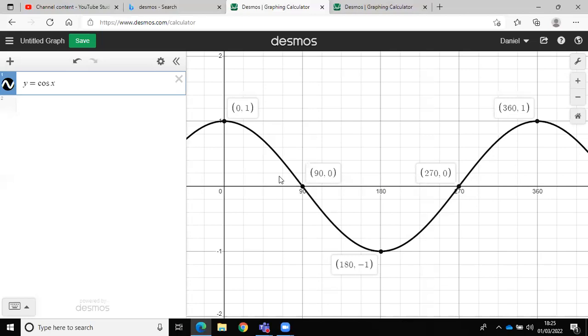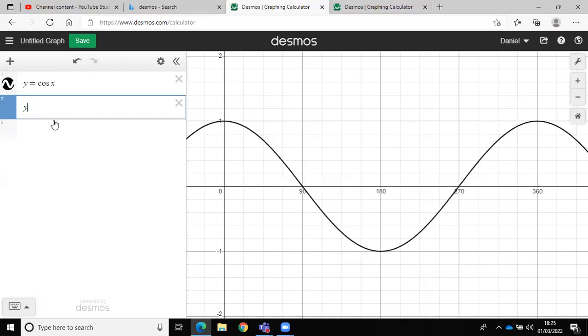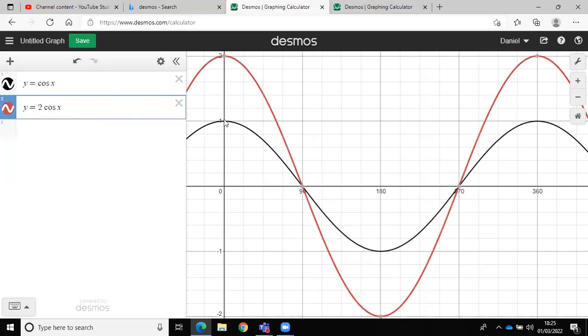The form of it, how we write it out, the same rules apply. If I've got a number in front of that, that's going to change the amplitude for me. So you see that red line, the maximum's higher, the minimum's lower, the amplitude's changed because I've got a 2 in front of it.